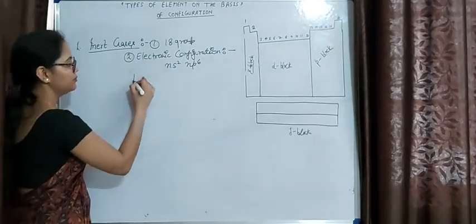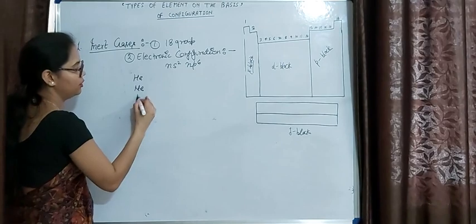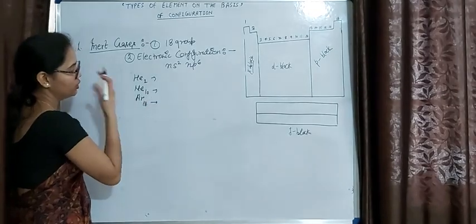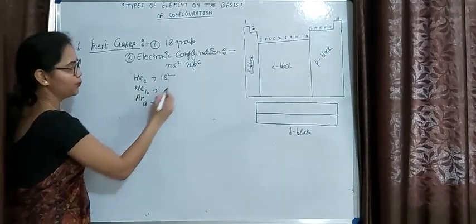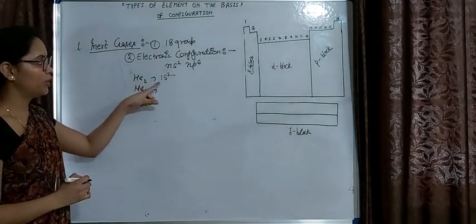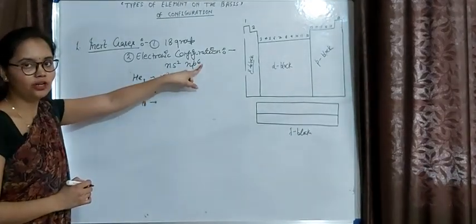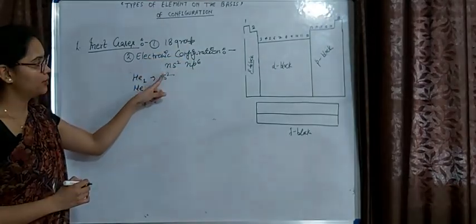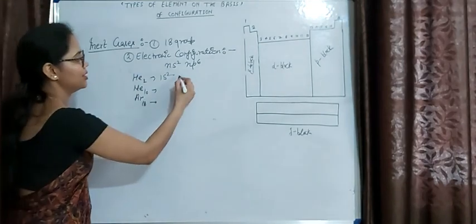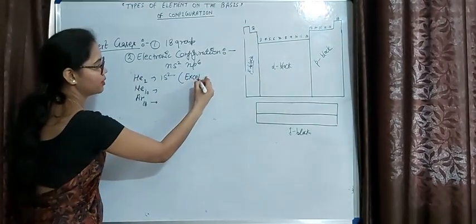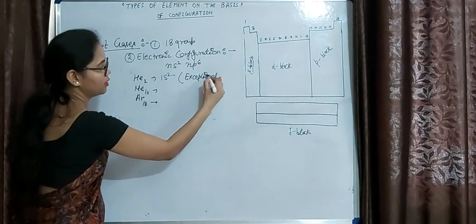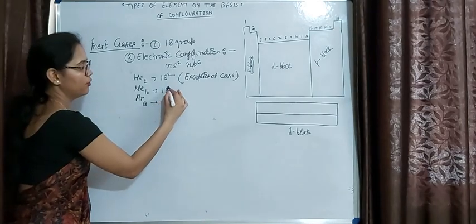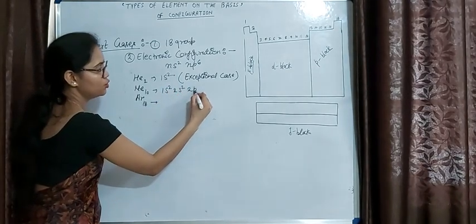You can take examples here: helium, neon, argon, with atomic numbers 2, 10 and 18. The electronic configuration for helium would be 1s2. As you can see, it is not following the ns2 np6 type of configuration. But this is an inert gas, that's why it is present in group 18 but does not represent this type of configuration. So this is the exceptional case of group 18.